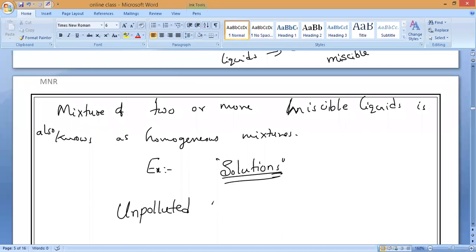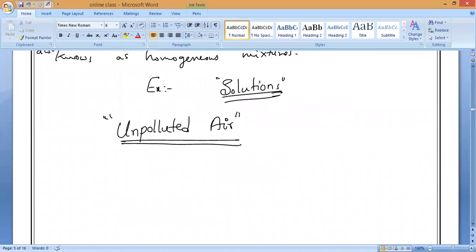Why am I calling it unpolluted air? Anybody? Because there are no dust particles. Yes, dust particles will be there, but not in a large percentage. Understand? Unpolluted air is also called homogeneous. Understand, everybody?